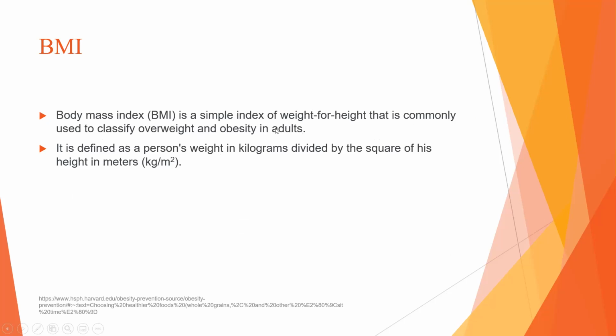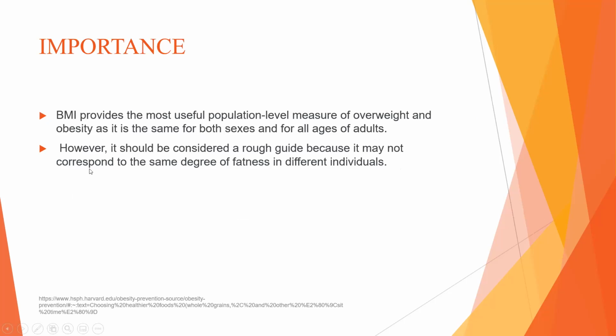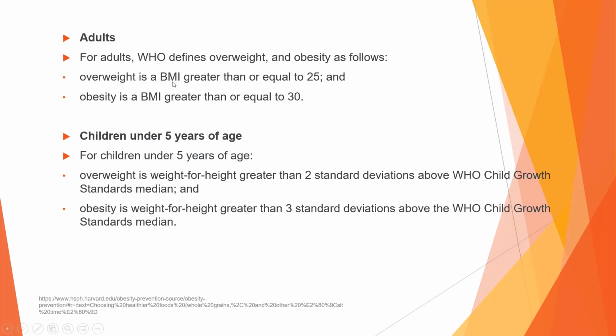that is commonly used to assess obesity. And as you all know, it is weight in kilograms divided by height in meters squared. BMI provides the most useful population level measure of overweight and obesity in all genders and of all ages. However, it should be considered a rough guide because it may not correspond to the same degree of fatness in different individuals. We all know that there have been levels set by WHO: overweight is a BMI equal to or more than 25, obesity is greater than or equal to 30, and morbid obesity is more than 40 BMI.